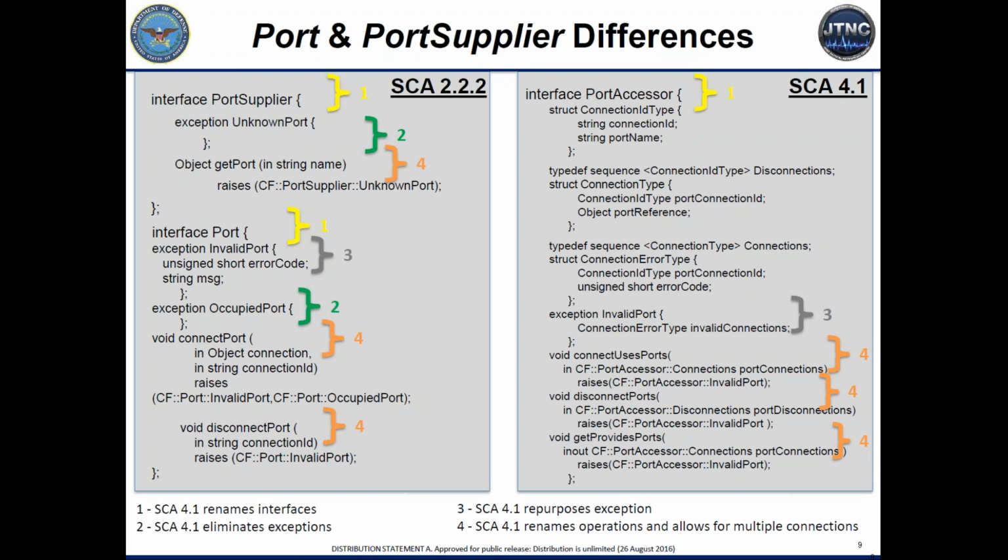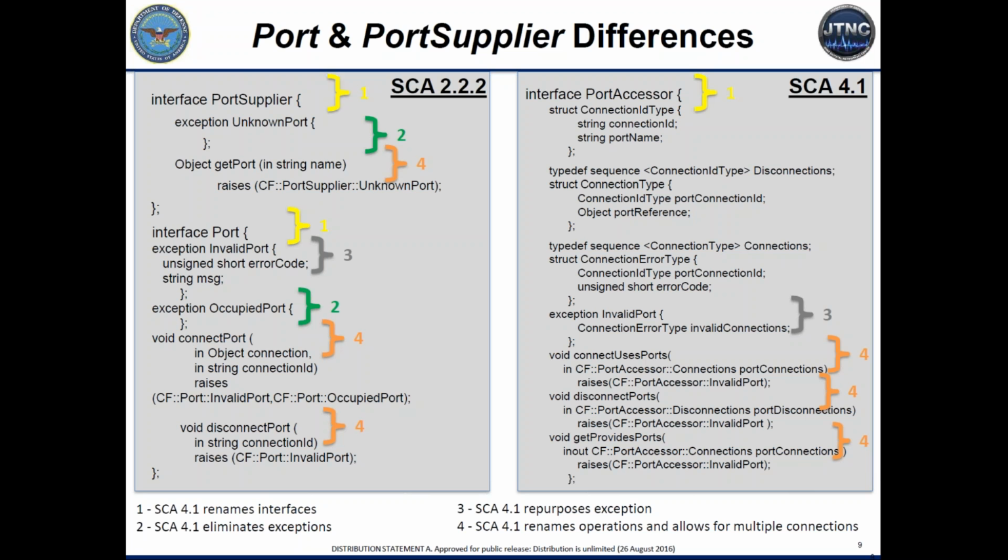So connect uses ports is something that has the ability, through that underlying connections construct, to pass in all of the ports which need to be used from that component, or disconnect all of a component's ports, or to get all of the provides ports that are supplied by that component. So that is a major optimization, and that is one of those elements that allows some of the performance enhancements that exist within the 4.1 specification.